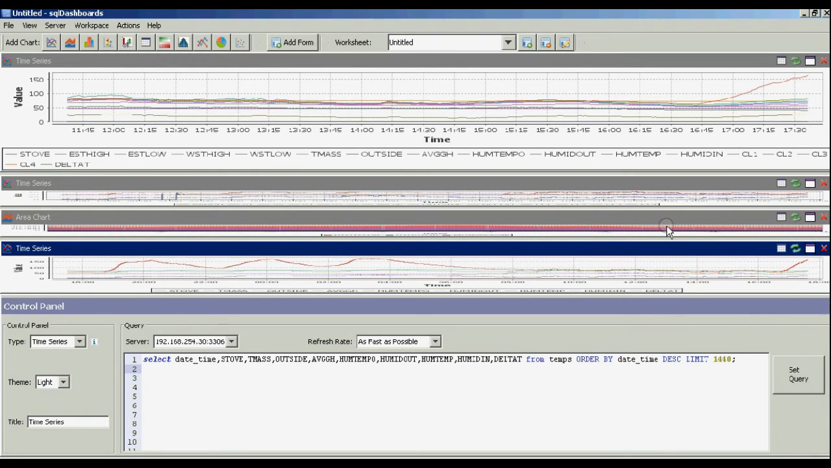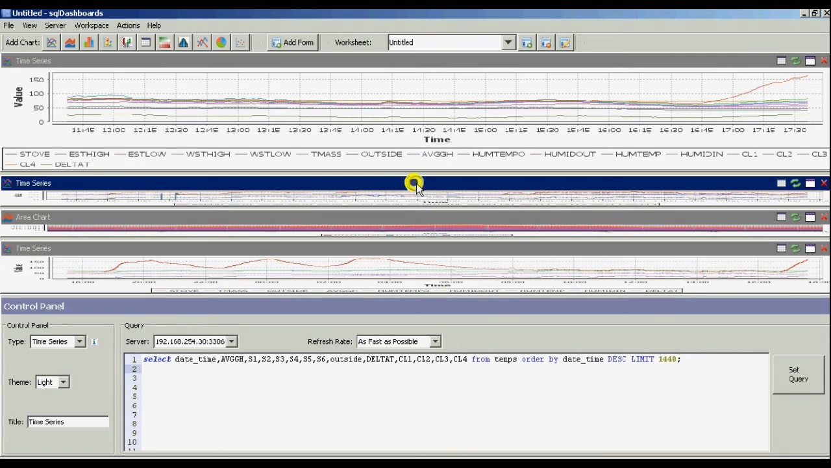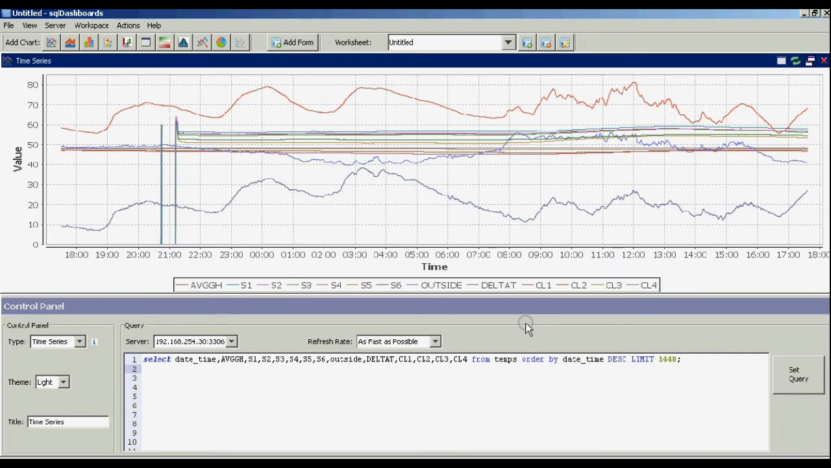I obviously have quite a few charts going here. Let's go look at, I think this one is the one with the new inside soil sensors. Yeah. All right, so right now we're looking at the average greenhouse temperature and soil sensors 1 through 6 inside the greenhouse, as well as the outside temperature, the difference in outside temperature, and the soil temperatures that are outside. Let's just clean this up a bit so it's not so confusing. I'm pretty used to all this data, but I'm sure most people are probably quite confused by all of that.